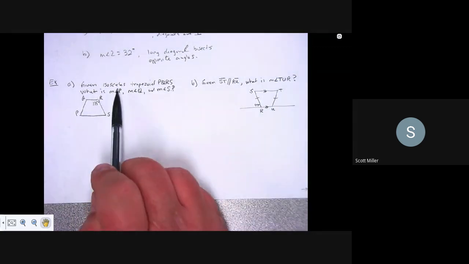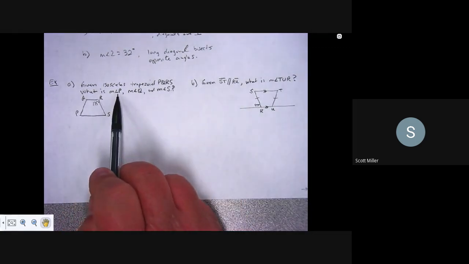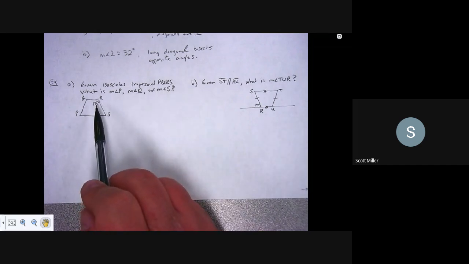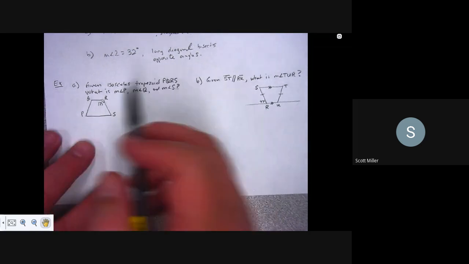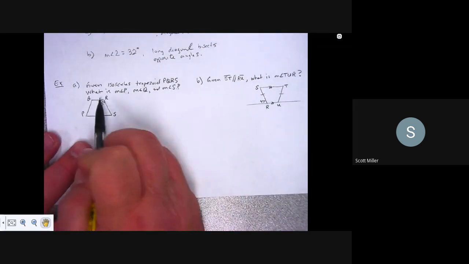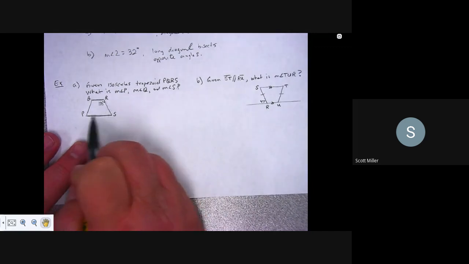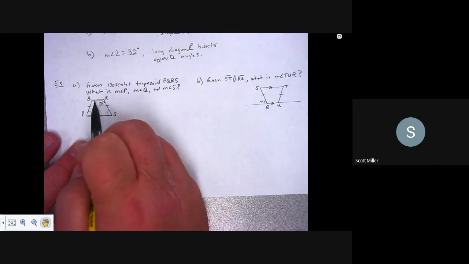I'm given an isosceles trapezoid, PQRS. What is the measure of angle P, Q, and S? If I tell you that this angle up here is 135. Well, if this is an isosceles trapezoid, then I know that this side length right here is parallel to that one. I know that this length is equal to that one, which makes the base angles down here congruent and this angle congruent to that angle.